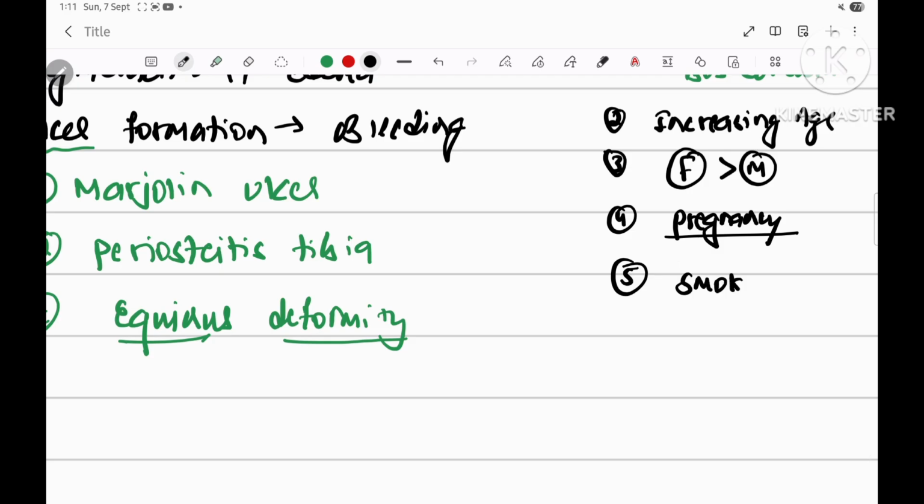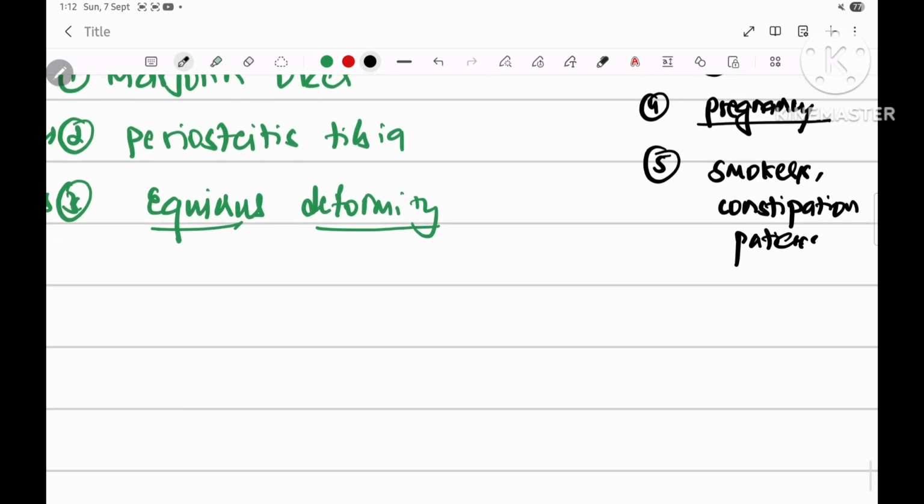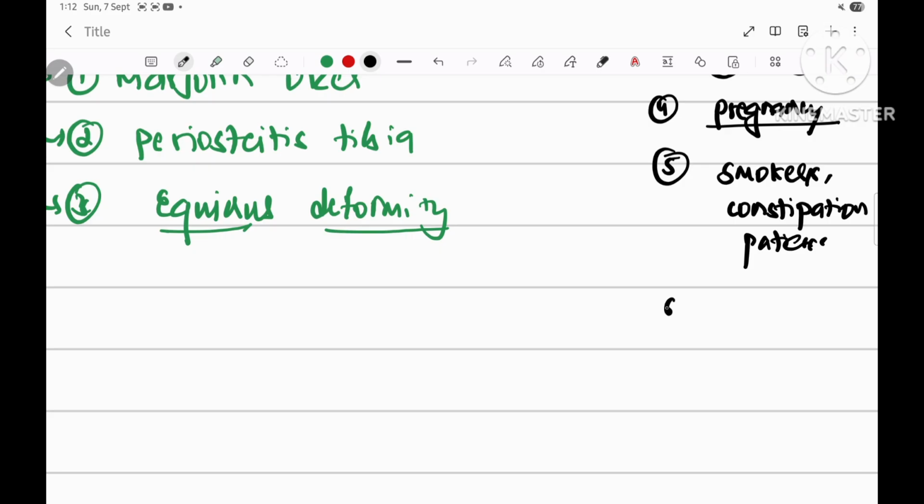And the fifth is the persons who are smokers. The person who smokes, and the person who suffers constipation, they increase the abdominal pressure while defecation, due to which there can be a chance of varicose vein. So in smokers and patients with constipation, the incidence can be increased. And the person who has a higher BMI is usually more prone to varicose vein.